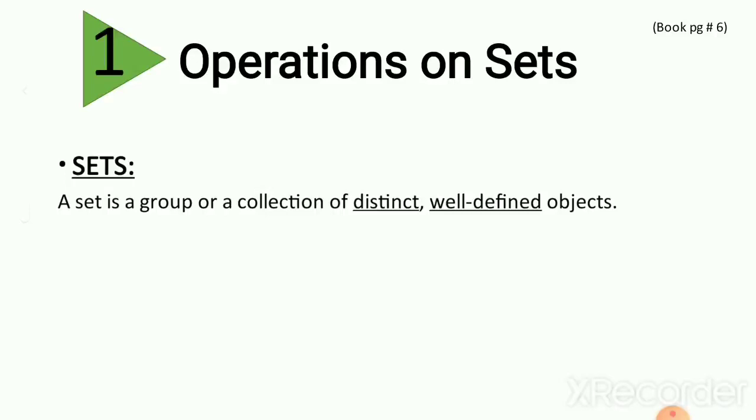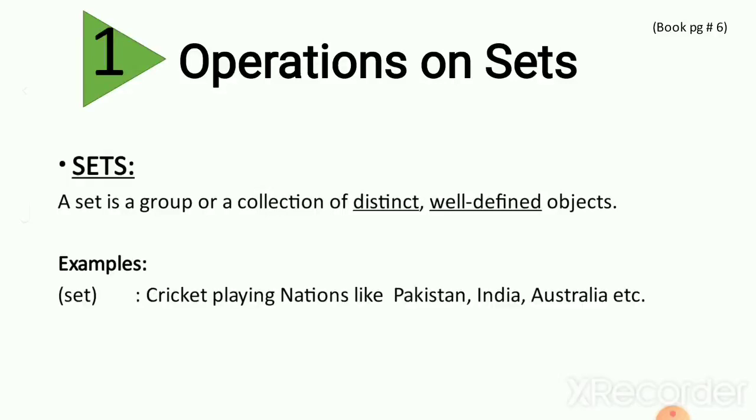Let's take a look at a few examples of sets. Here is the example of cricket playing nations like Pakistan, India, Australia, etc. Nations can be counted or have a quantitative property, therefore it can be a set. Here is the example of strong students of the class. Strong students cannot be counted. Strong is a quality, therefore it cannot be a set. So I hope by now you know what sets are and in which condition we can or cannot form a set.